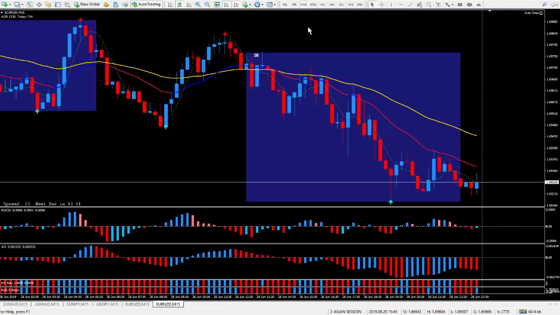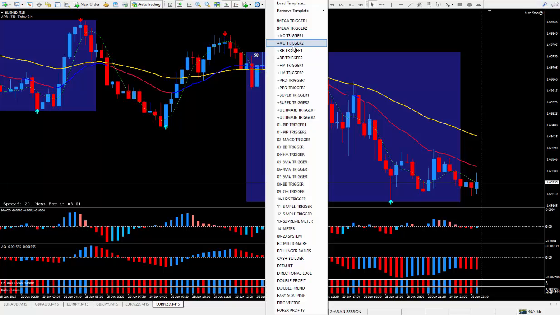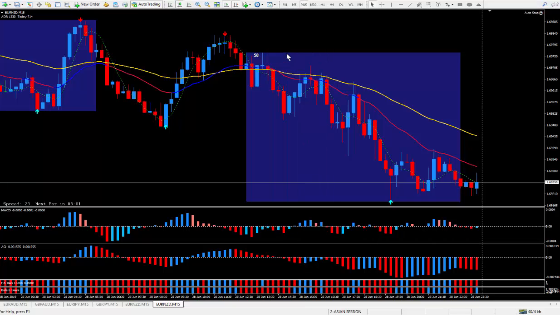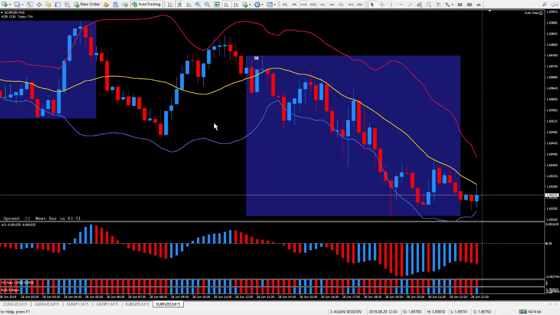And also remember, always keep an eye on the meter, so that you're going to pick the best pair to trade. So we already looked at the Awesome Oscillator. Now this one I really like a lot, the BB. It's a Bollinger Band trigger, and the theory is buy low and sell high.